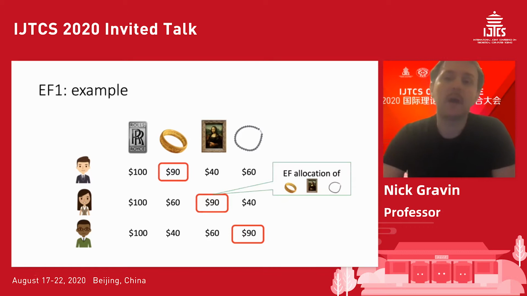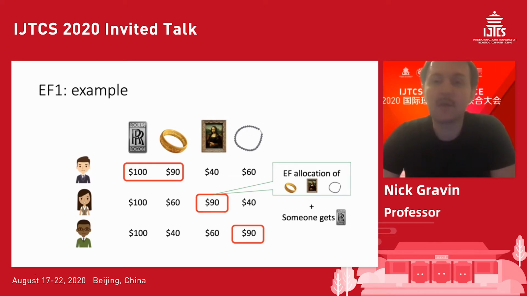Okay, so this is actually an envy-free allocation for just those 3 items. So if we discard the Rolls-Royce, everyone gets their most favorite item. They're not envious of each other, so everything is pretty good for these 3 items. And then we add the Rolls-Royce to someone. Okay, well, it's obviously an envy-free allocation up to 1 item, because we can just remove the Rolls-Royce and it will be envy-free for everyone.